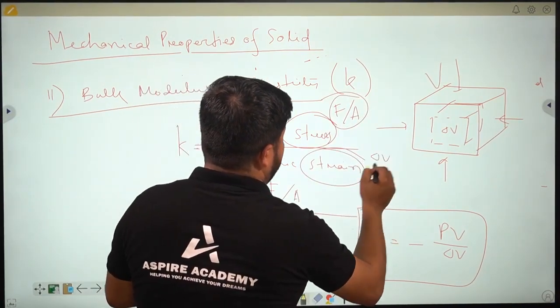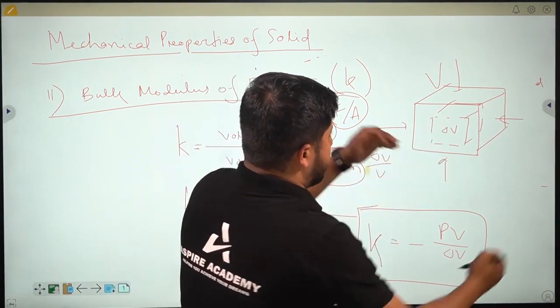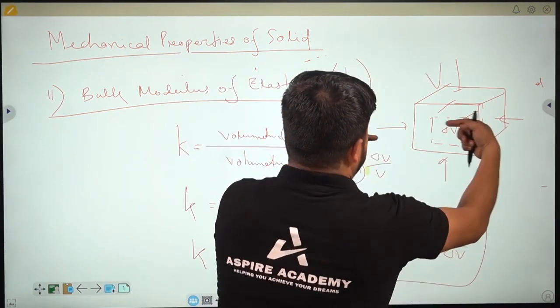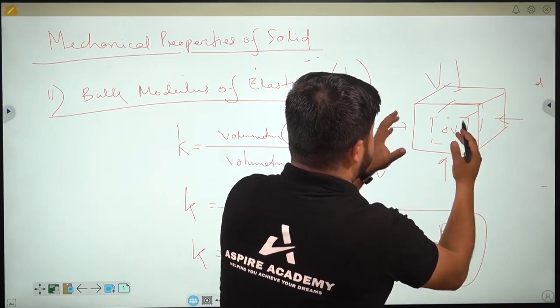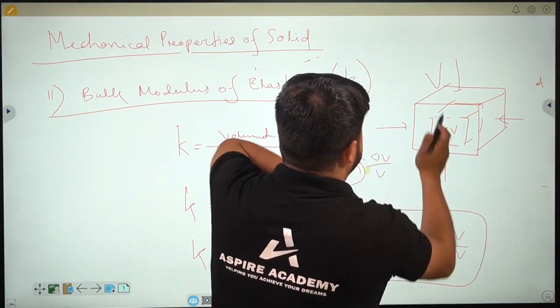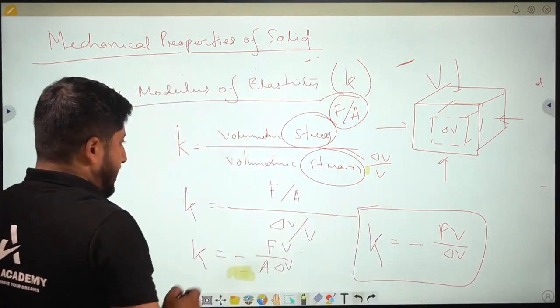Volumetric strain means del V by V. We have already discussed this. If we increase the force, the volume decreases. So if one is increasing and the other is decreasing, that's why a negative sign is introduced here.